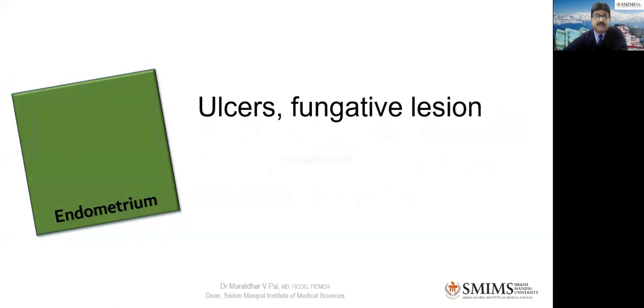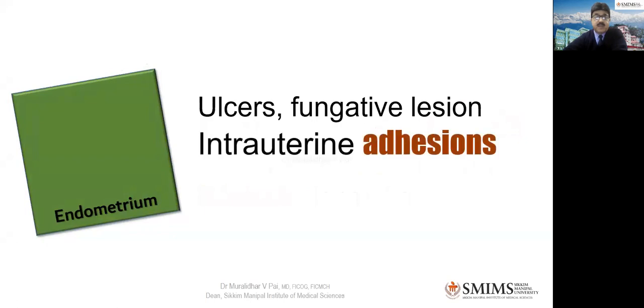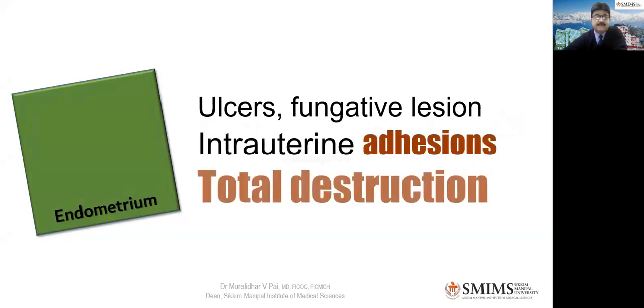Ulcers can be seen in endometrium. Fungative lesions also can be seen. Intrauterine adhesions, as I just now mentioned, synechiae, and there can be total destruction of the endometrium. And if it happens, there is no way you can improve it. No drug, no amount of estrogen is going to rebuild this endometrium. It's gone forever.